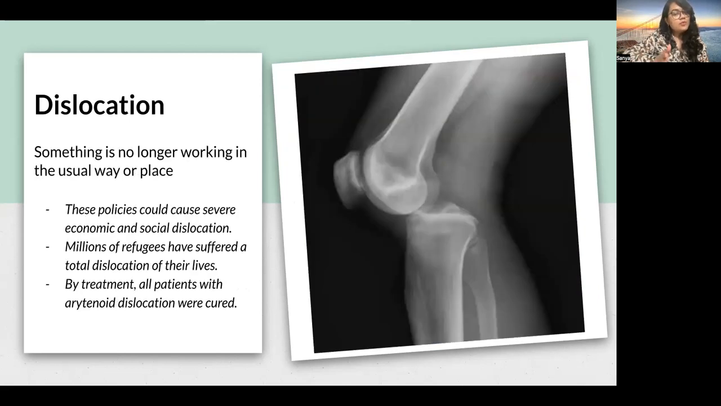Dislocation: something moving away from its original position and not being able to work the same way. For example, this joint right here has been dislocated. That means it has been moved from its original position, leading to an absence of the original work it did, right? So something no longer working in the usual way or place is dislocation. For example, millions of refugees have suffered a total dislocation of their lives. That means their lives have stopped working the way they used to.